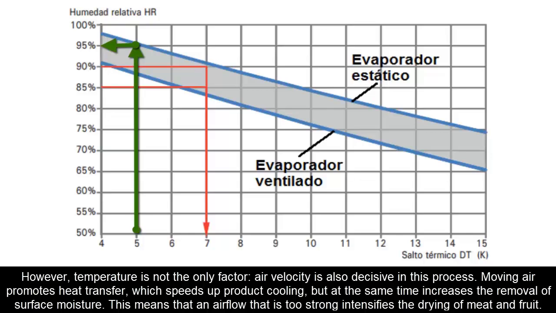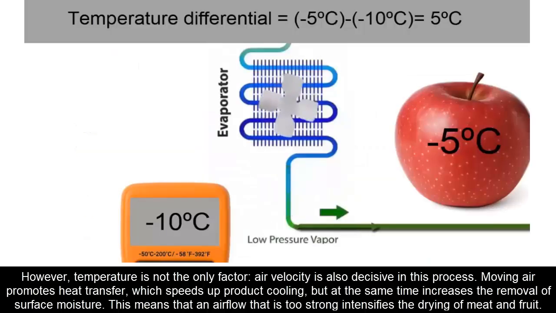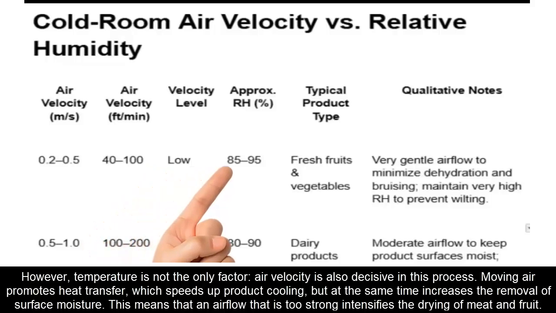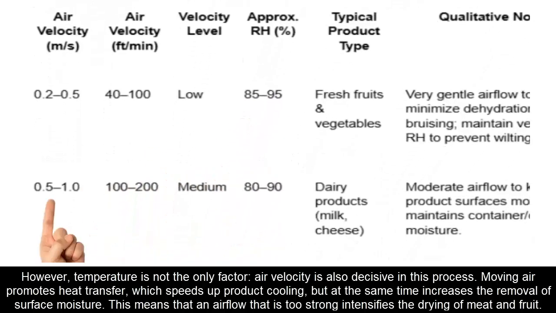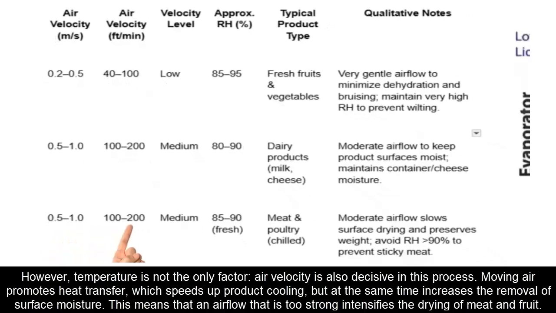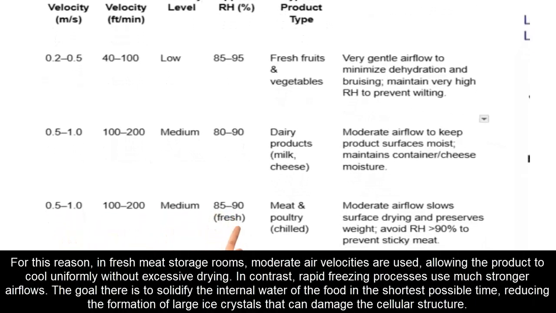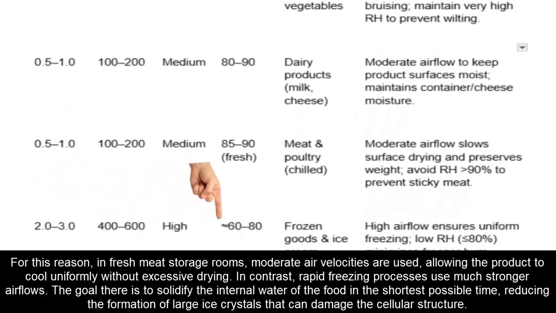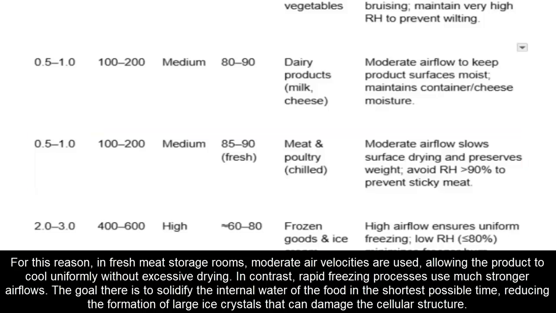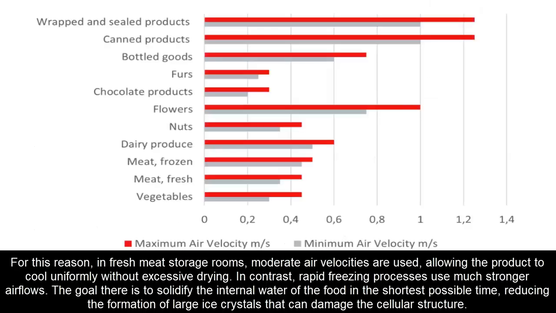However, temperature is not the only factor. Air velocity is also decisive in this process. Moving air promotes heat transfer, which speeds up product cooling, but at the same time increases the removal of surface moisture. This means that an airflow that is too strong intensifies the drying of meat and fruit. For this reason, in fresh meat storage rooms, moderate air velocities are used, allowing the product to cool uniformly without excessive drying. In contrast, rapid freezing processes use much stronger airflows.